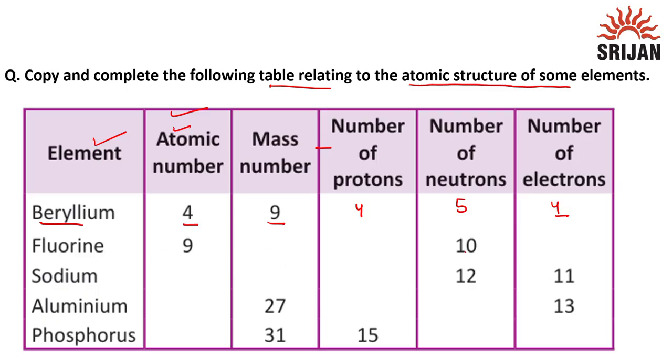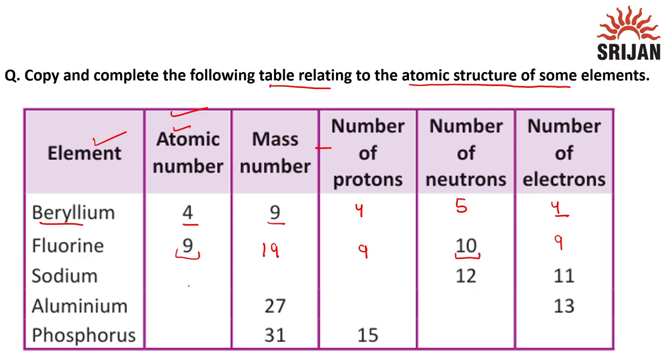19, because it has 10 neutrons, and we know that mass number is the number of protons plus the number of neutrons. Here we have 9 protons and 10 neutrons. Therefore, the mass number will be 19. Talking about the electrons, the number of electrons is equal to the number of protons. That's why here we have 9 electrons in fluorine.